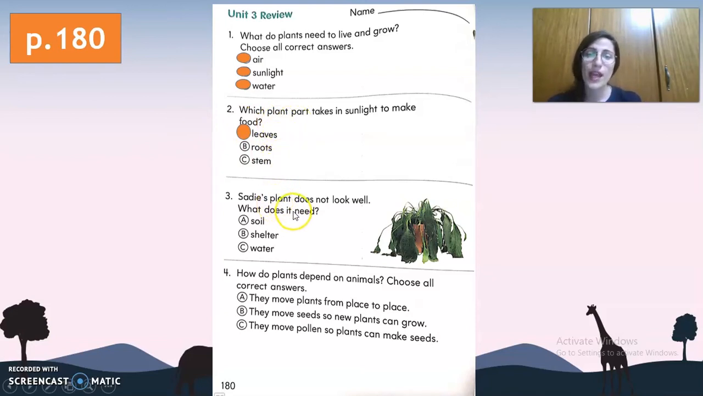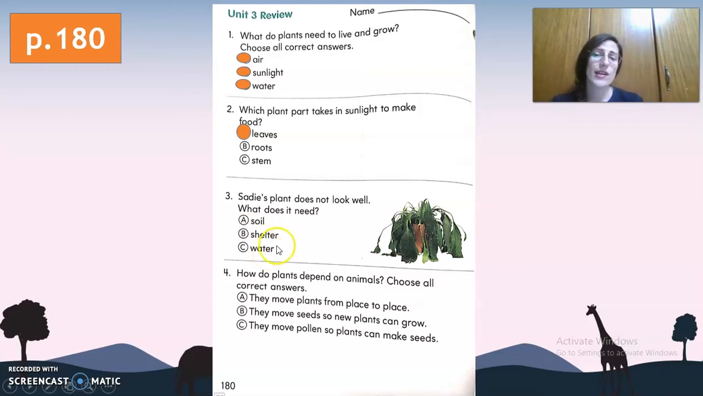Number 3. Sadie's plant does not look well. So Sadie is a girl your age, guys, and she tried to plant something at home, and this is her plant. That's how it turned out. What do you think it needs? A, soil. B, shelter. Or C, water? What do you guys think it needs?